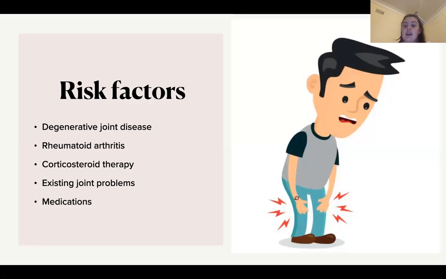Risk factors that make an individual more susceptible to acquiring septic arthritis include degenerative joint disease, rheumatoid arthritis, corticosteroid therapy, existing joint problems including gout, lupus, previous joint surgery and injury, and medications as they may be immune suppressors. Although all are risk factors, the most common three that add to the commencement of septic arthritis are degenerative joint disease, rheumatoid arthritis, and corticosteroid therapy.